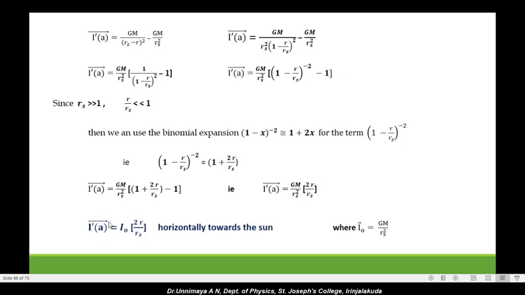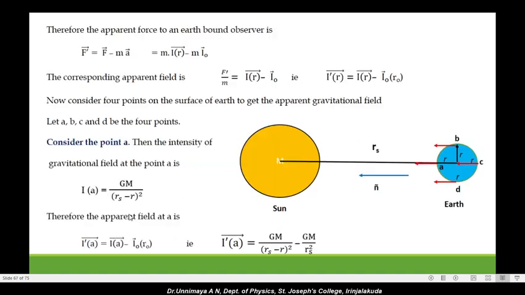That is, in the term GM by Rs square, we replace it with I0. We know that GM by Rs square is I0. So replace GM by Rs square with I0. So I prime A will be equal to I0 into 2r by Rs. This is the apparent field at the point A on the surface of Earth. This will be towards Sun.